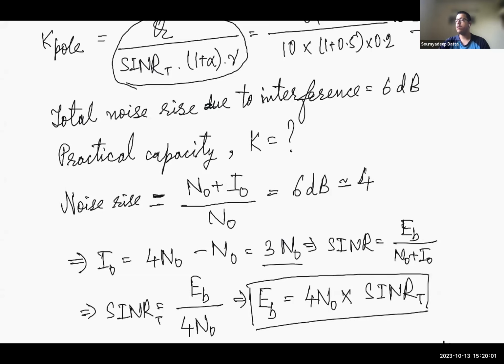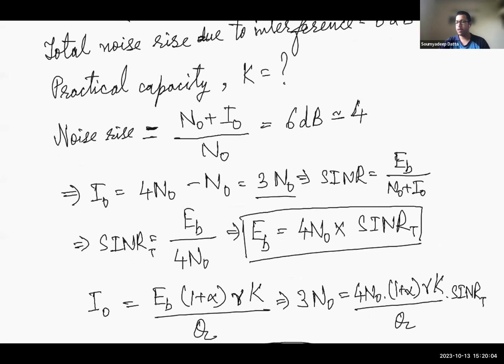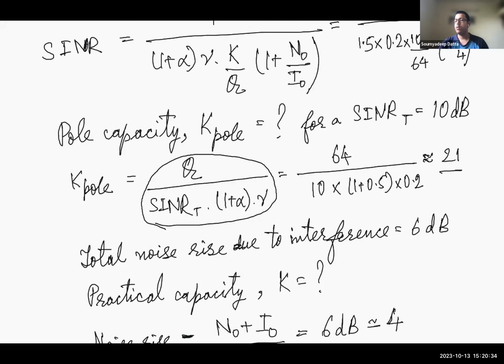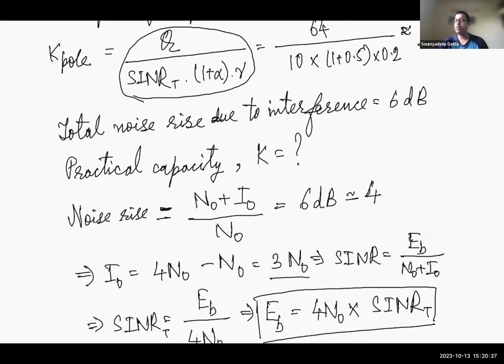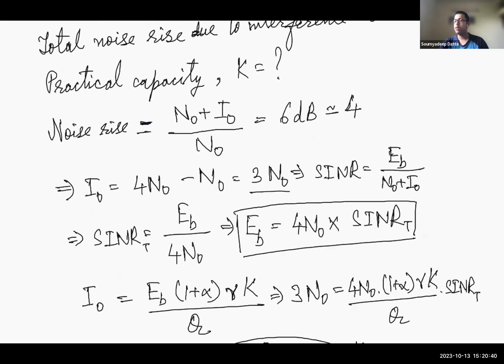And from there you are calculating SINR in terms of Eb by N naught. Now that you know the noise rise target that you have, you put it here. You also have an SINR target. You have two targets. You want the interference to be bounded, so you have a noise rise target, and you also have an SINR target. The SINR target is typically given in the question. 10 dB here you are given. What you have to calculate is how much power you should transmit with. So Eb you need to calculate. That Eb is 4N naught times SINR target.